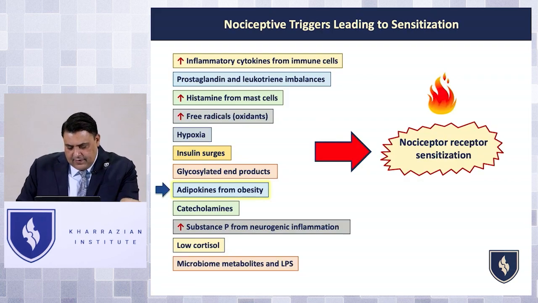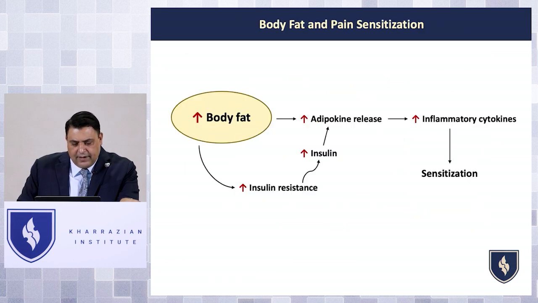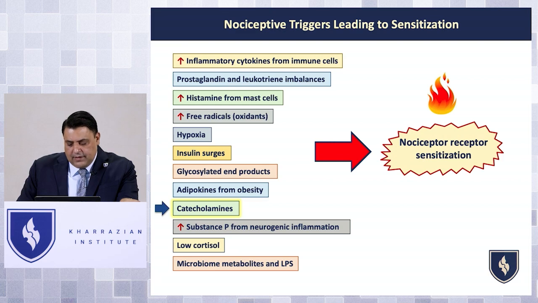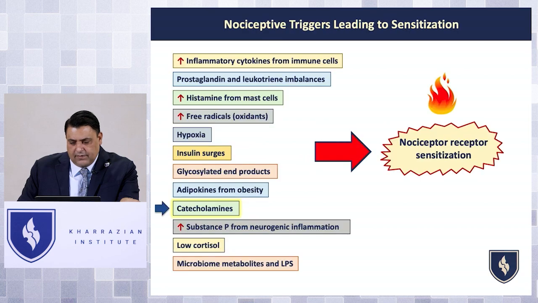And then adipokines in the body. Simply put, body fat increases pain. The more body fat a person has, the more adipocytes release inflammatory adipokines. Inflammatory adipokines sensitize pain. I don't need any lab tests for that. You can just do your BMI, your visual inspection, and just be aware of that as a factor.